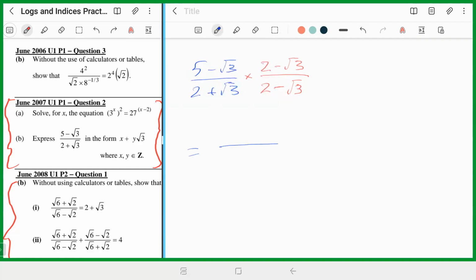Let's do the denominator first. It becomes this squared minus this squared: 2 squared minus root 3 squared. The numerator now becomes the product of this and that. Good?